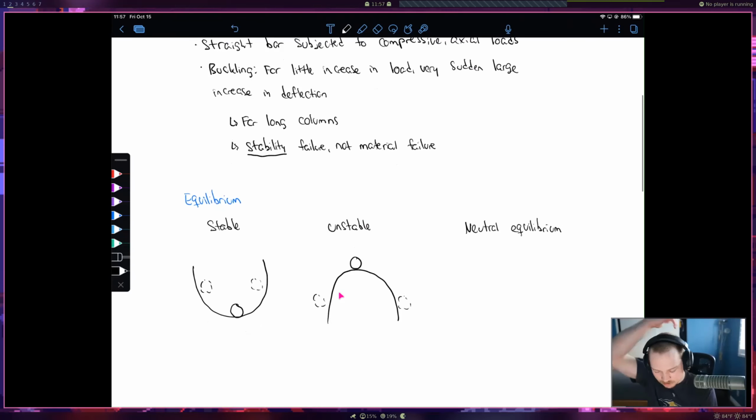My iPad seems a bit laggy today, going from the iPad to my computer, so sorry if it's kind of sporadic or jumpy.